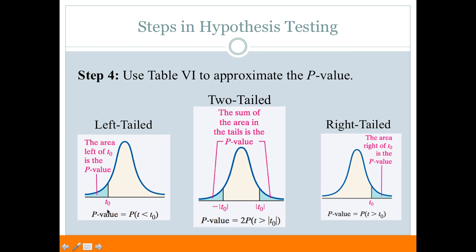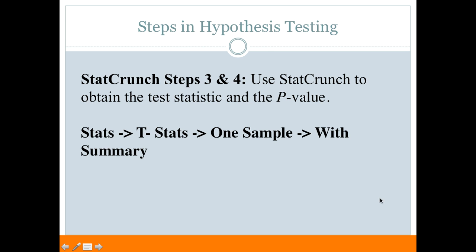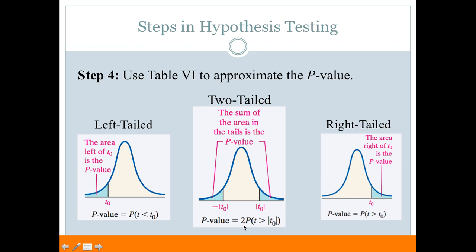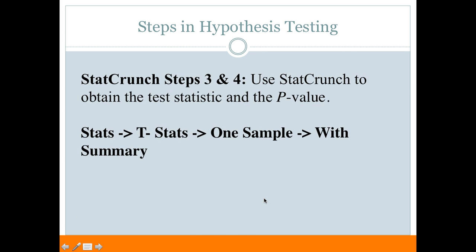So if you have a left-tailed test, you're finding the area to the left. If you have a right-tailed test, you're finding the area to the right. And if you have a two-tailed test, you're taking 2 times that value so that you get values in both tails. We can also use StatCrunch to perform those steps, which is going to be under stats, t-stats, which is the same thing that it was before, and then one sample with summary. And then instead of a confidence interval like we did in chapter 9, we're going to select the hypothesis test.